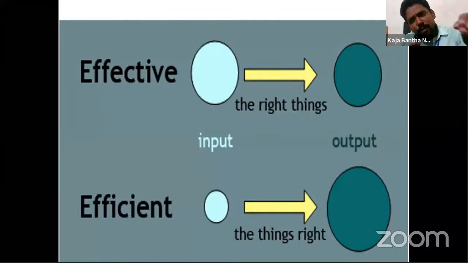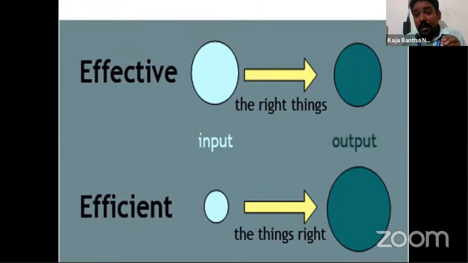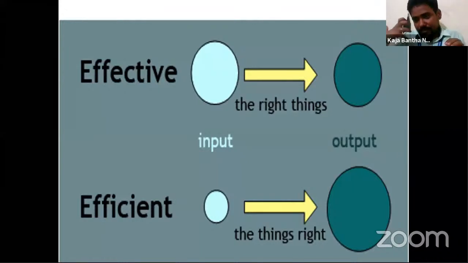Some people spend more input and get output. A 100% efficient person takes very little input and produces more output. The things right. Your smart friends understand the concept. Whatever the examiner expects, the expected questions, all the things are fine-tuned. So only that guy can produce more output with very little input.